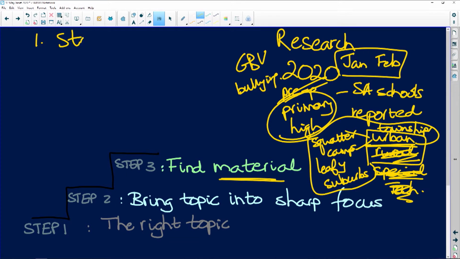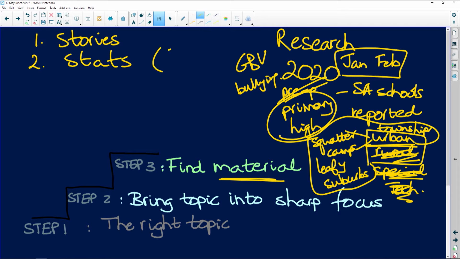Do you see how we've narrowed it right down? And now we're looking for the most up-to-date information. So this is the finding material. What am I looking for? I'm looking for stories that I could tell. I'm looking for stats.